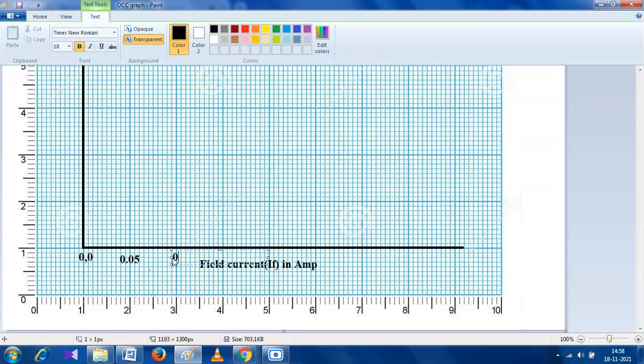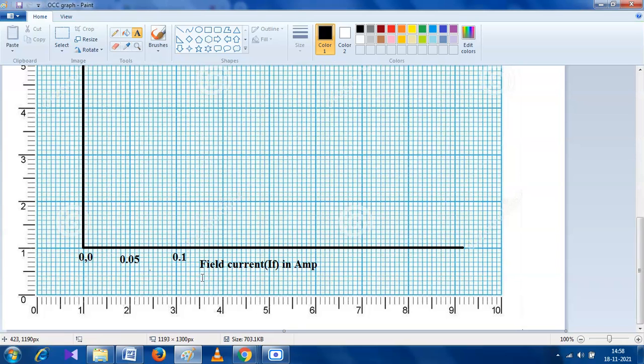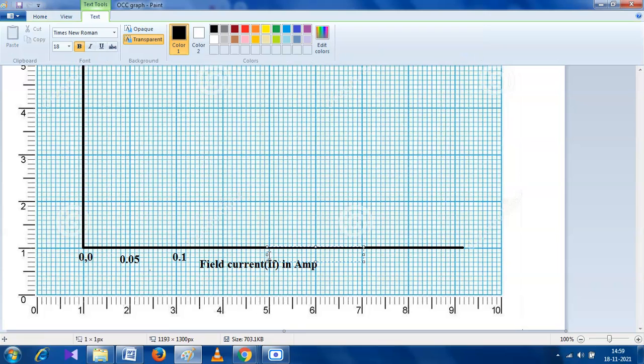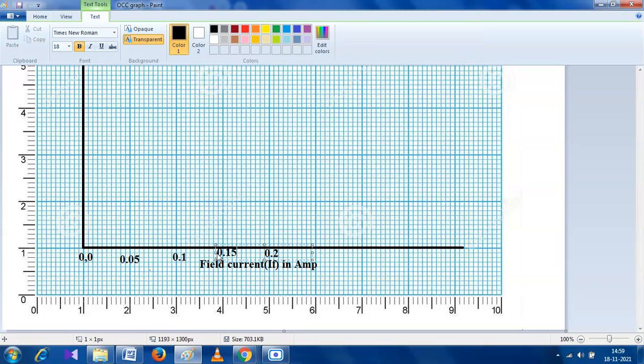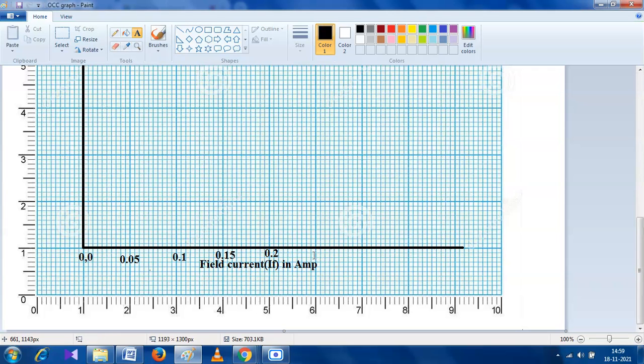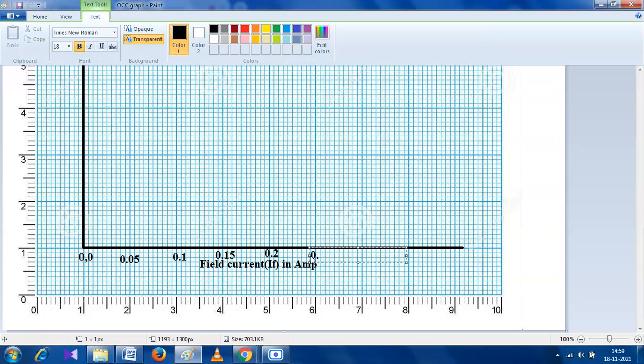then this is 0.1, then what value here, 0.2, this is 0.15, 0.25.